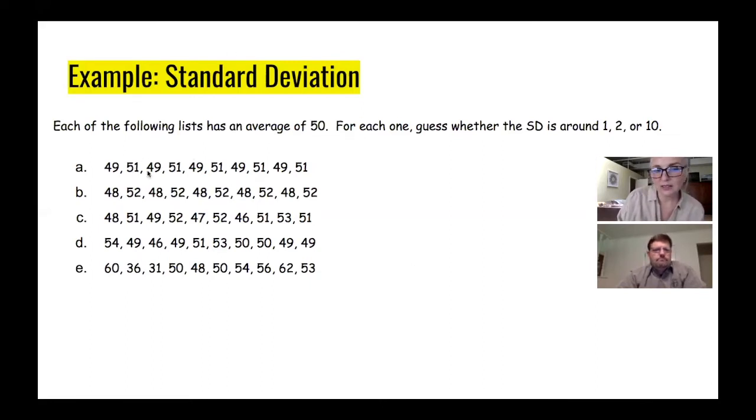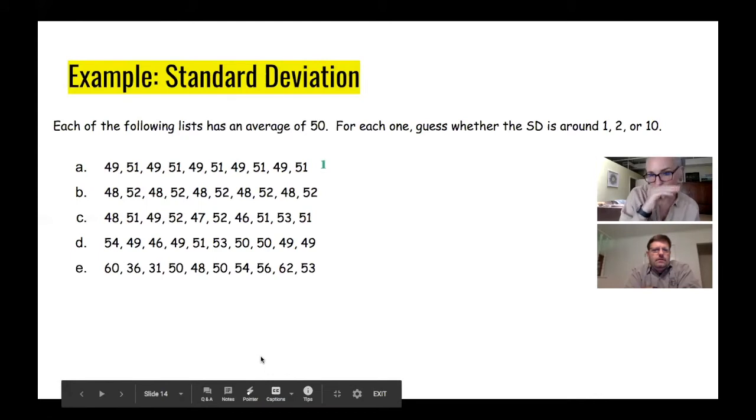So 49, 51, 49, 51, 49, 51. What are you noticing, Mr. Bobby? Well, one of them's below and one of them's above 50, and it keeps alternating above and below 50. So every one of them is one space away from the mean of 50. So I'd say the standard deviation is 1. Right. So 1 above, 1 below, and so on means that each of those numbers deviates 1.